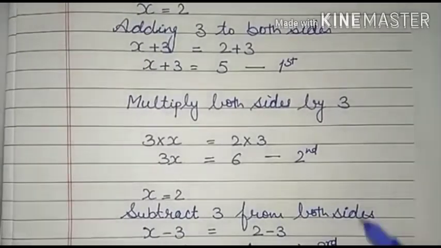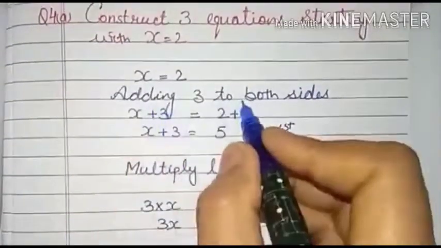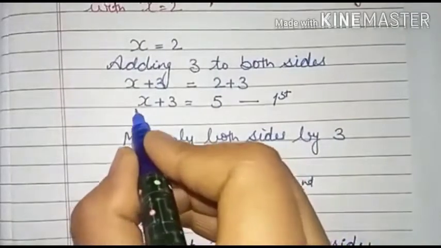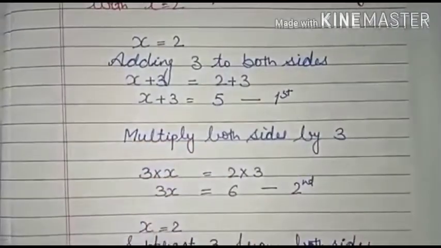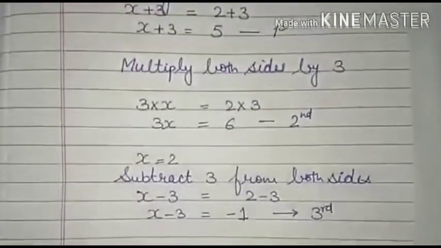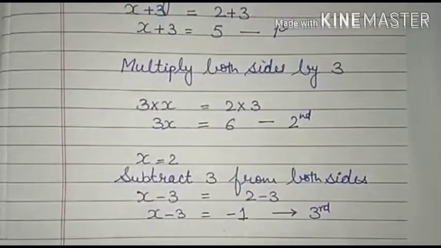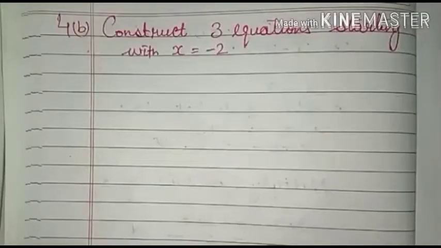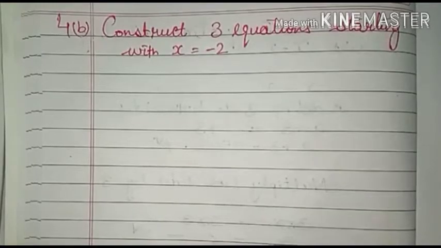So in this way, starting with x is equal to 2, we have constructed 3 equations. These are our required equations. First is x plus 3 is equal to 5, second is 3x is equal to 6, and third one is x minus 3 is equal to minus 1. This is your A part. Now same way there is a B part of fourth question. Construct 3 equations starting with x is equal to minus 2.